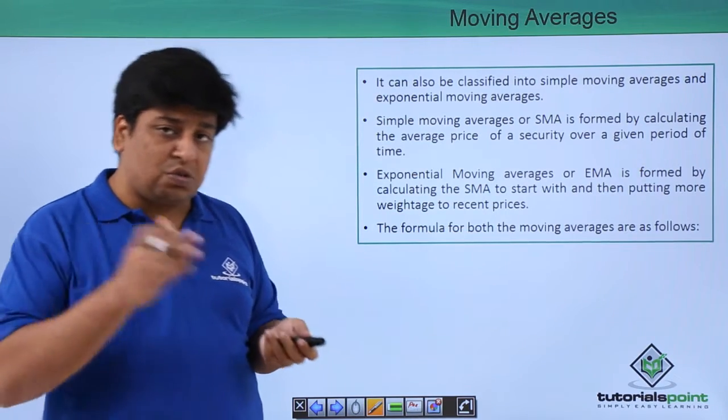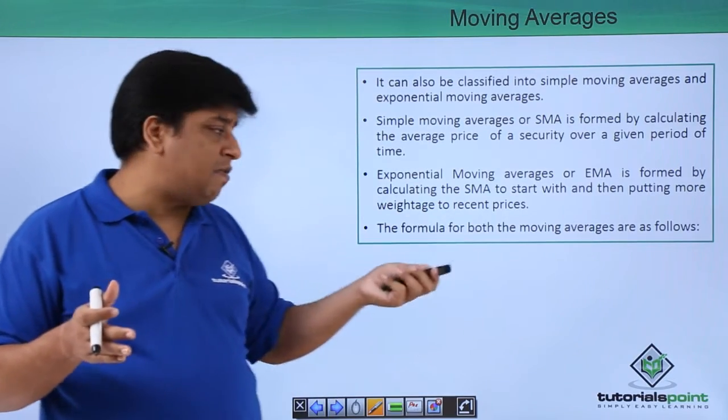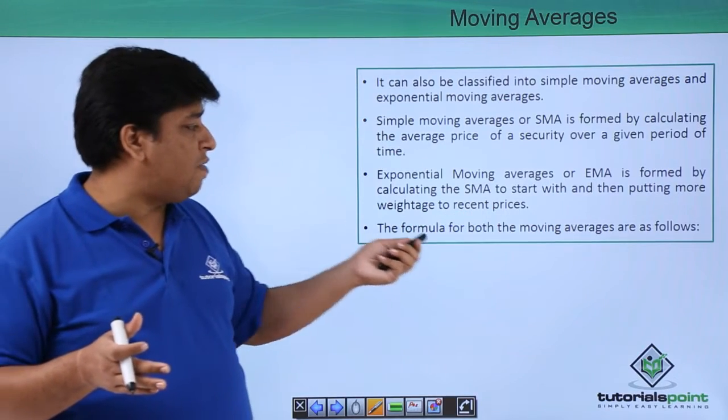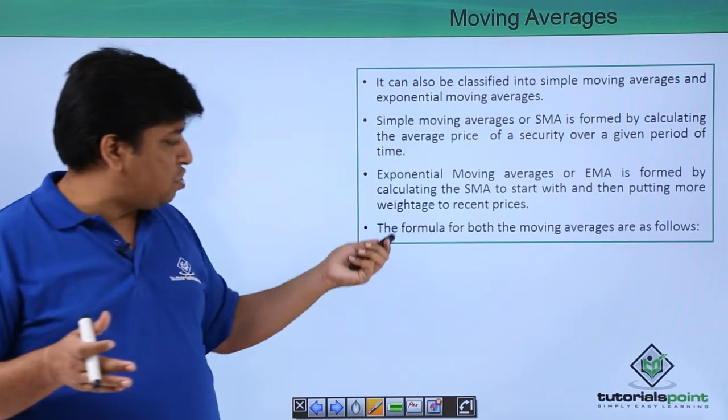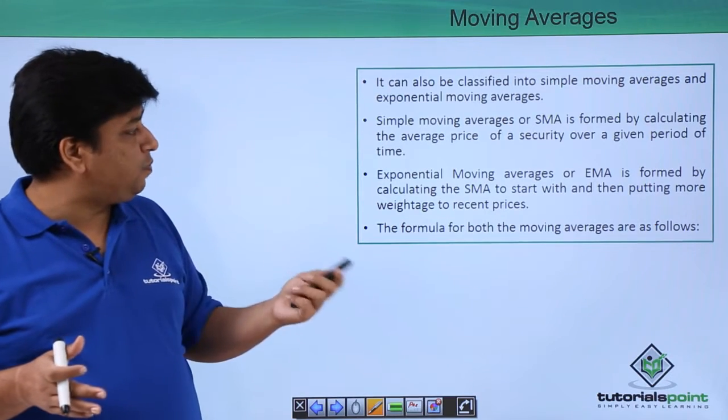That's the basis to start the calculation of EMA. SMA, that is simple moving average, becomes the basis to start the calculation of exponential moving average, and then putting more weightage to recent prices. The formula will make it more clear to you.